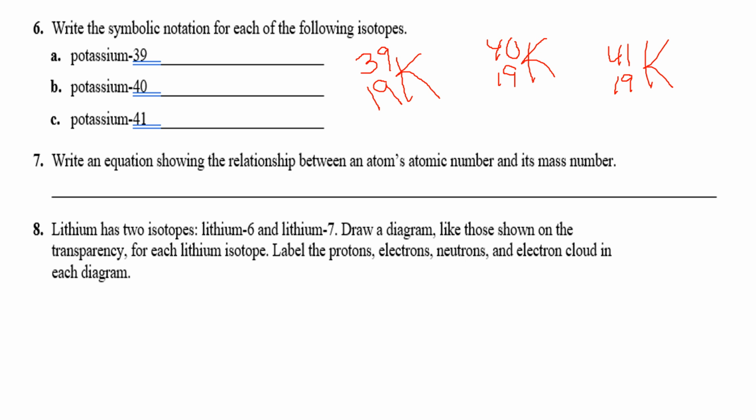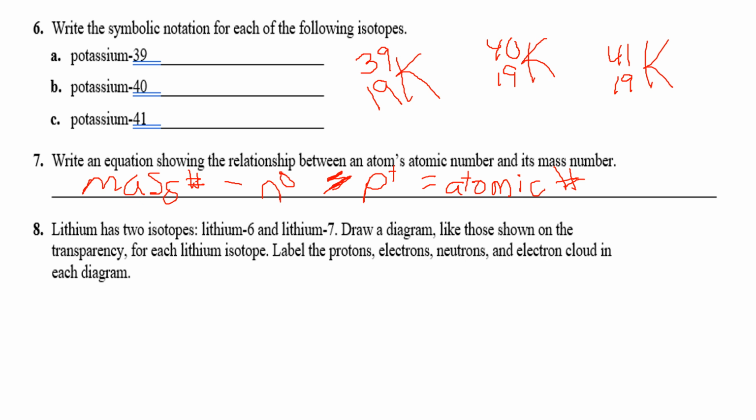Write an equation showing the relationship between an atom's atomic number and its mass number. That is going to be mass number minus neutrons equals protons, which is equal to the atomic number. So that whole formula again: mass number minus neutrons equals protons, and protons are equal to the atomic number.